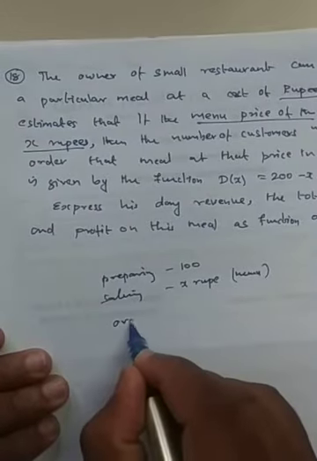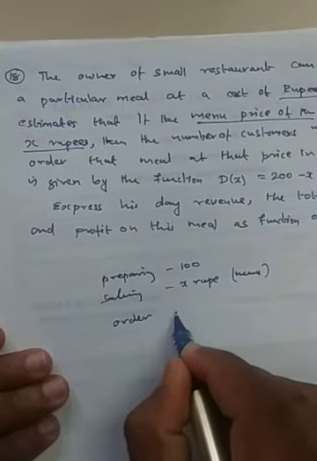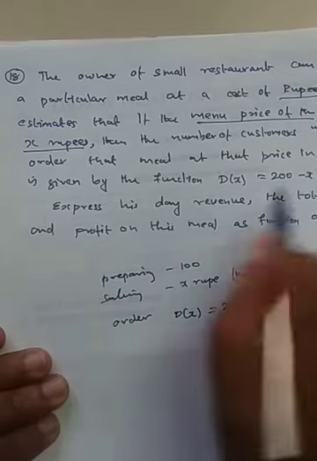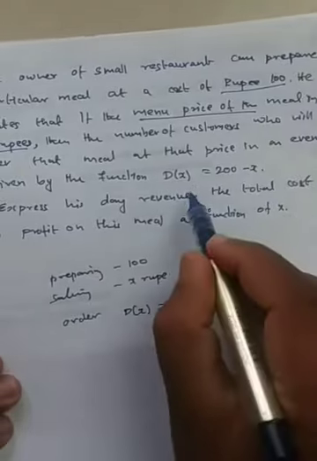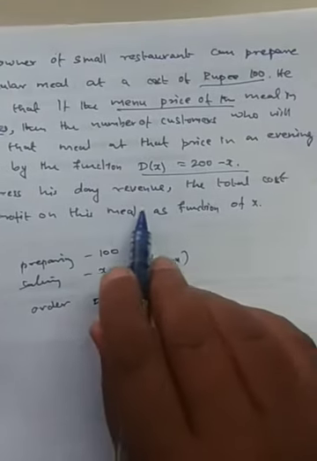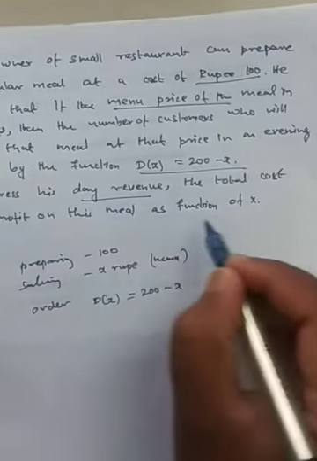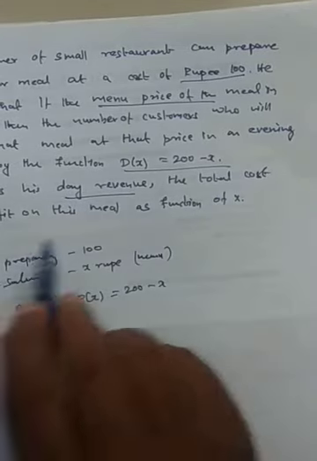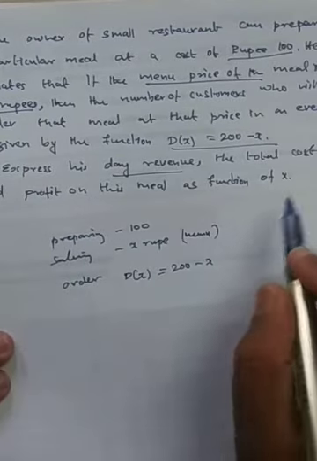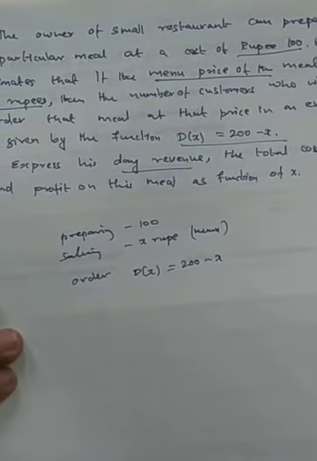So this is the number of orders, that is D of x equals 200 minus x. That is the thing there, 200 minus x, the demand. Express his daily revenue. First question: revenue, total cost. They are saying total cost, and next the profit on this meal as a function of x. We need to write it here.